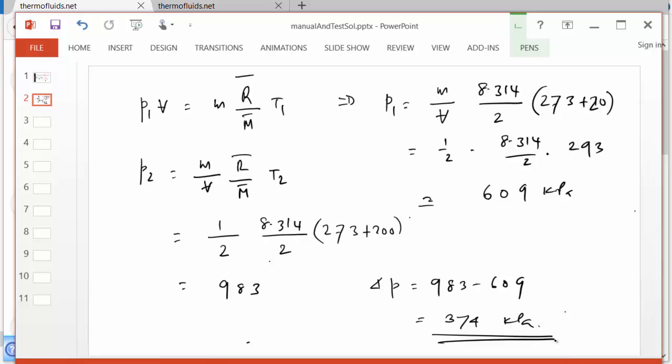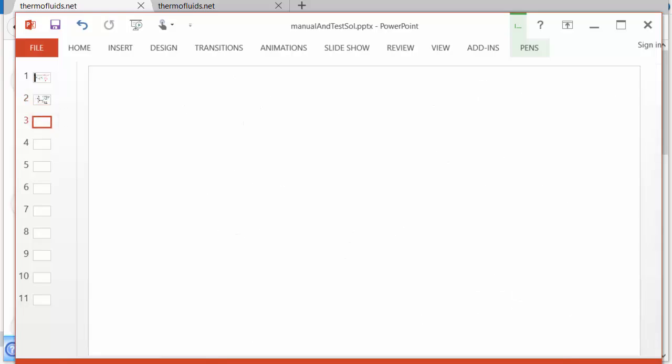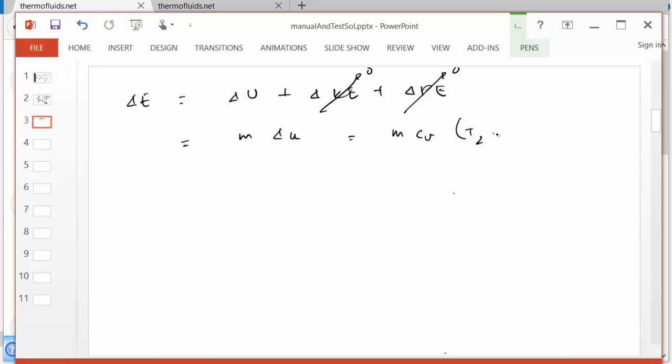To find the change in stored energy of the system, delta E is delta U plus delta KE plus delta PE, because we know stored energy is the sum of U plus KE plus PE. There is no change in kinetic energy, no change in PE. So the equation simplifies to m times the change in specific internal energy. For an ideal gas, for a perfect gas, the formula simplifies, and all you have to know is what CV is, and we are fine.